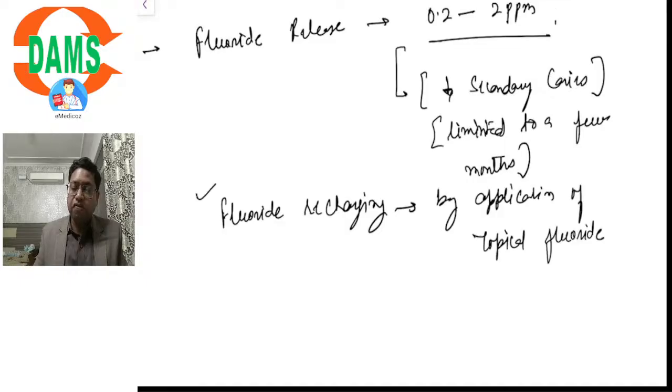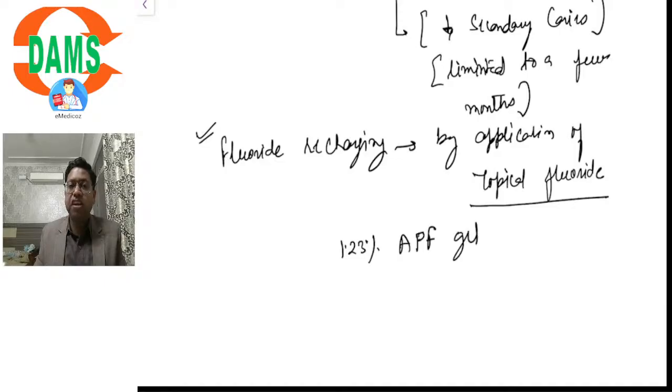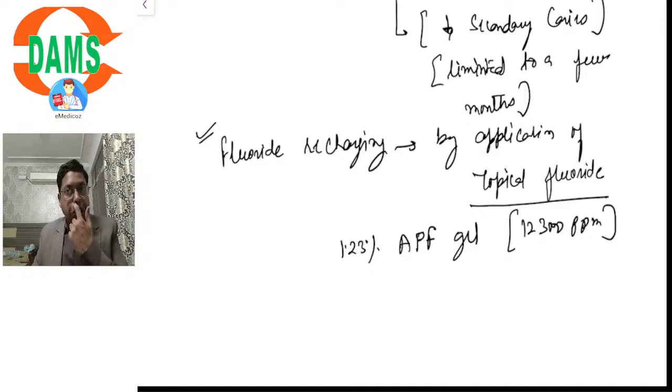So this is known as fluoride recharging, and this is done with application of topical fluoride like 1.23% acidulated phosphate fluoride, APF gel, which consists of 12,300 ppm of available fluoride. So when it is applied onto the glass ionomer restoration, there would be recharging of fluoride ions and it would again contribute to the caries inhibiting property of GIC.